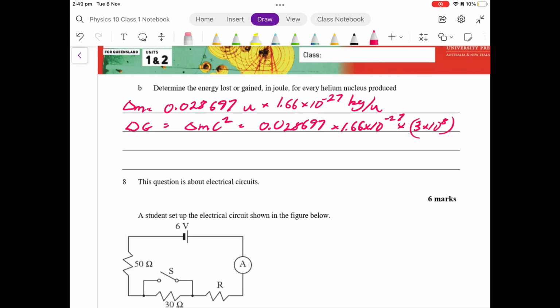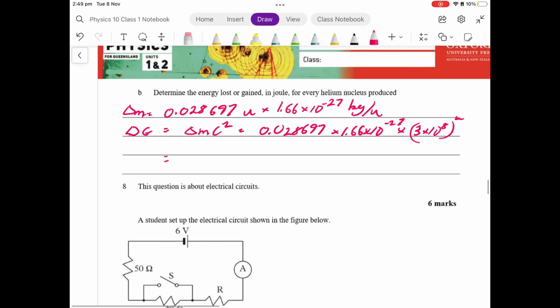Right, so our energy released, delta M times c squared, so we multiply by 3 by 10 to the 8 squared, that number's on your formula sheet, and we get a tiny amount of energy, but not a trivial amount. 4.287 by 10 to the minus 12 joules per helium created.